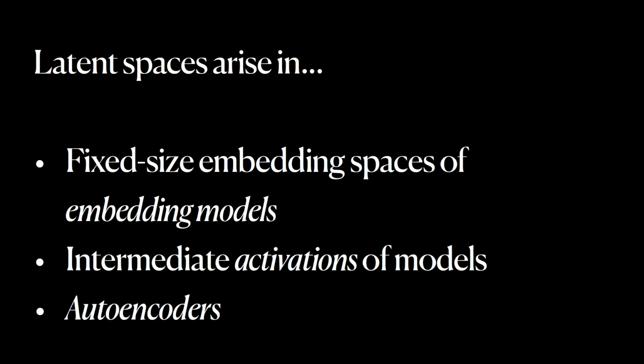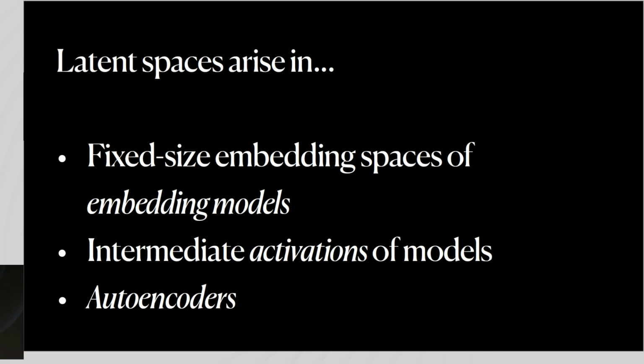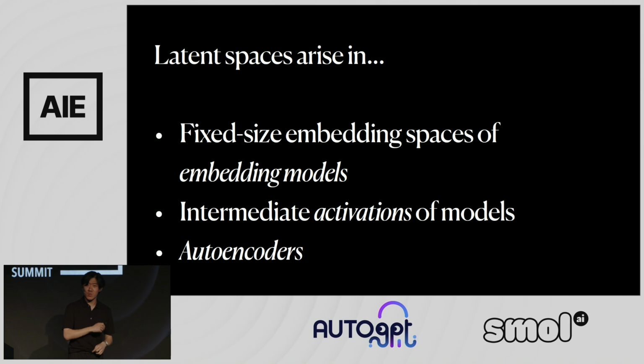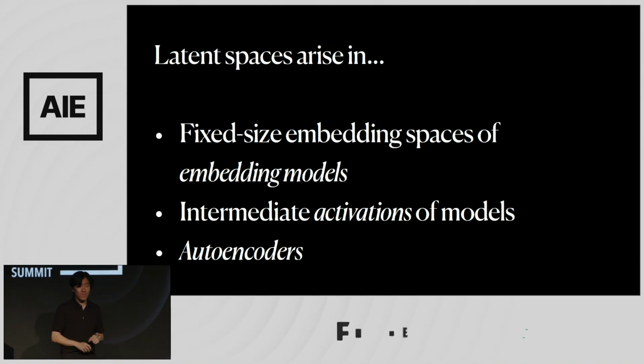Latent spaces arise, I think, most famously inside embedding models. If you embed some piece of text, that vector of 1536 numbers or 1024 numbers is inside a high-dimensional vector space. That's a latent space. But you can also look at latent spaces inside activation spaces of models, inside token embeddings, inside image models, and then obviously other model architectures like autoencoders. Today, we're going to be looking at embedding models, but I think a lot of the general takeaways apply to other models, and there's a lot of fascinating research happening inside other models as well.